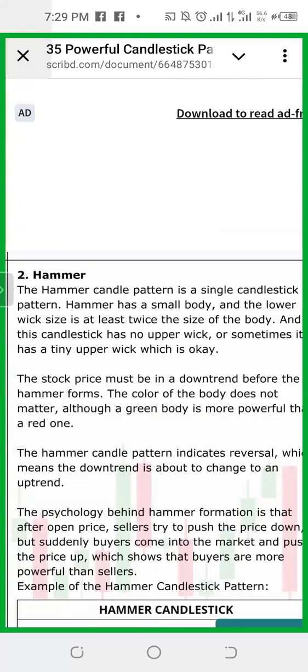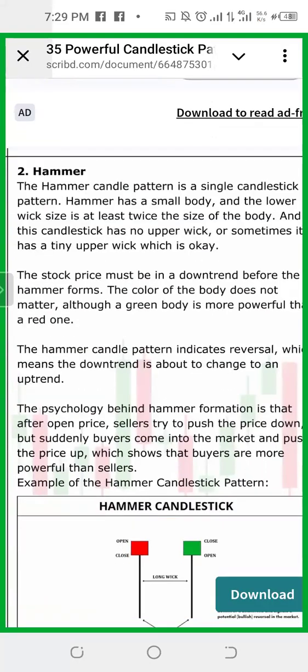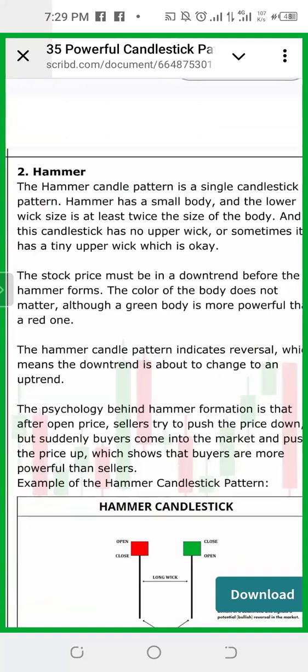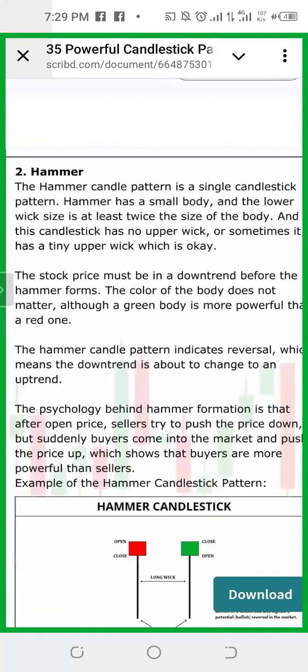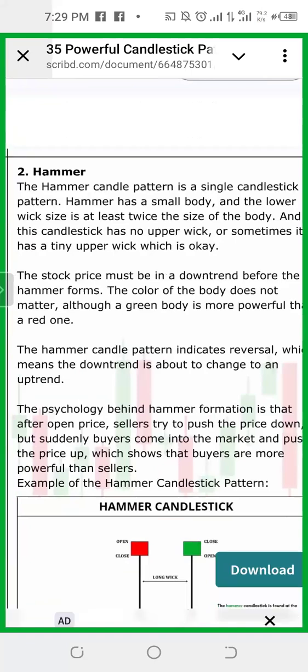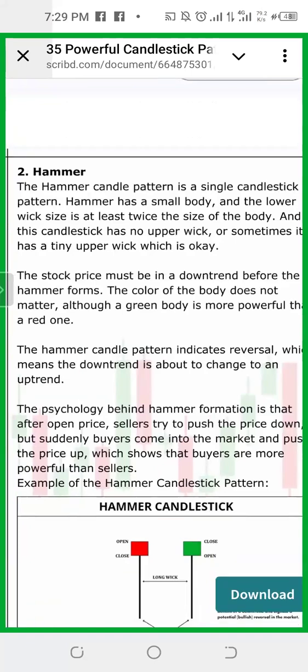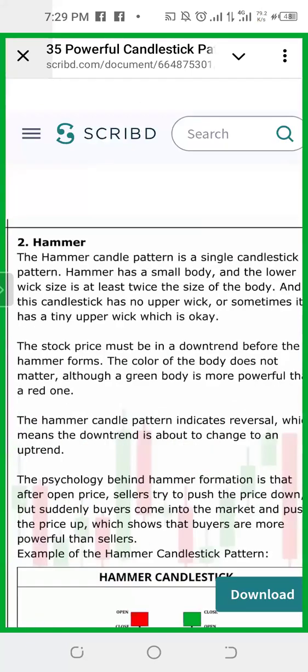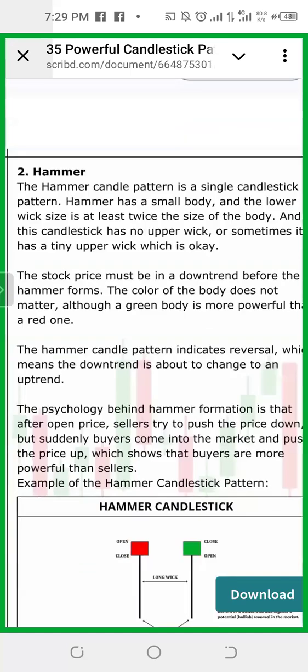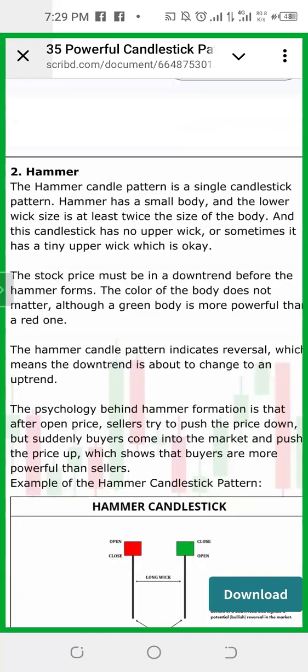So the next pattern we'll be talking about is called the hammer. The hammer candle pattern is a single candlestick pattern. A hammer has a small body and the lower wick is at least twice the size of the body, and this candlestick has no upper wick, or sometimes it has a tiny upper wick, which is okay.